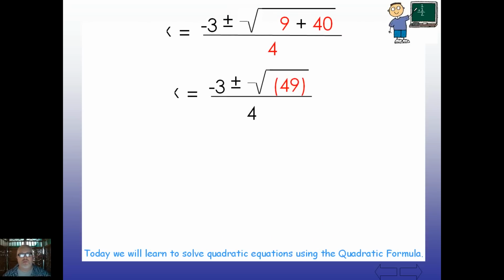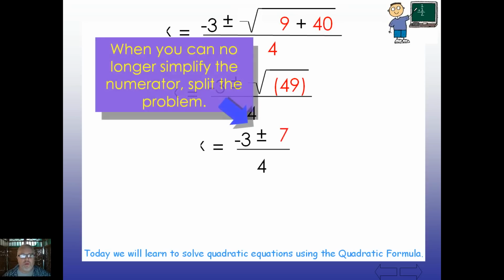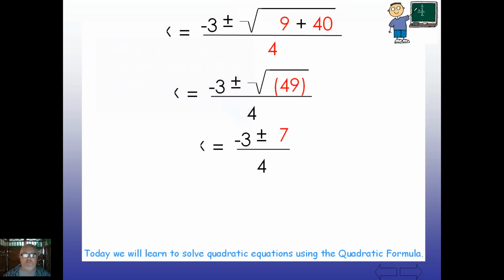What is the square root, both positive and negative value, of the square root of 49? Well, that's, of course, 7. When we can't simplify the numerator any longer, split it into 2 separate equations here and clean them up. So we're going to get negative 3 plus 7 over 4 and negative 3 minus 7 over 4. This red plus and red minus, of course, coincide with the plus and minus here.